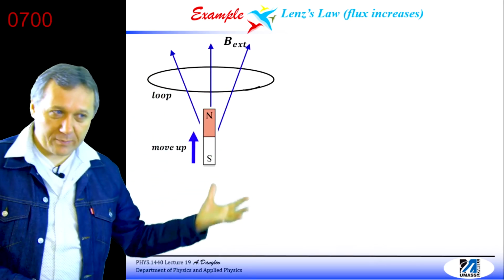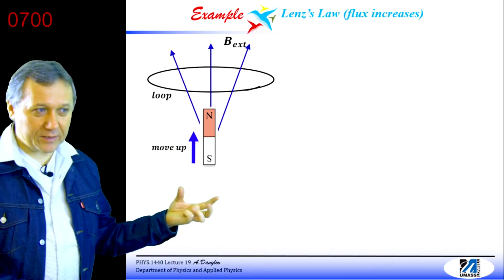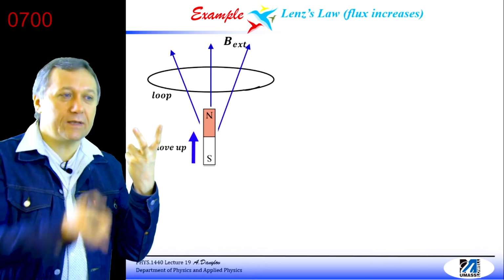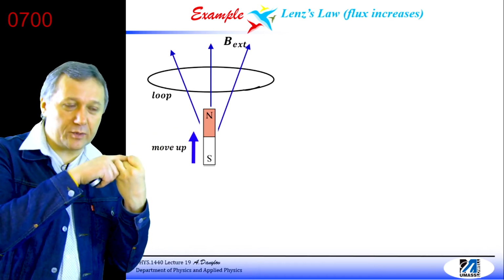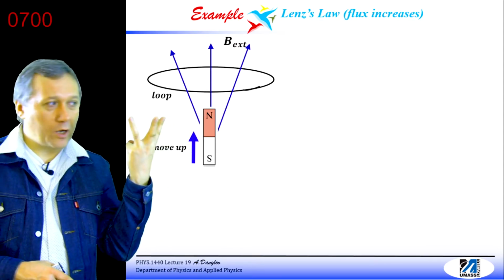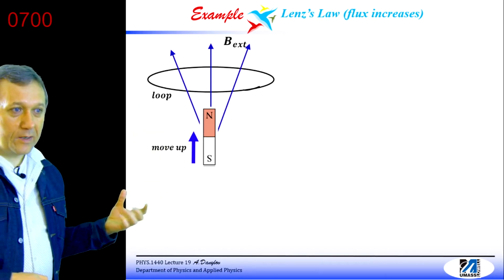Now, what happens to the magnetic flux produced by this external magnetic field? Again, inside the flux there are three parameters: B, the magnetic field; A, the area of the loop; and the angle between B and A, theta. So three parameters. We need to analyze them all the time. So now let's start analyzing those three parameters. Magnetic field.